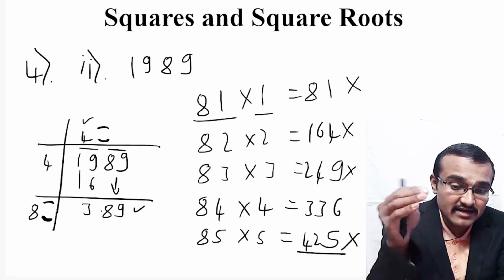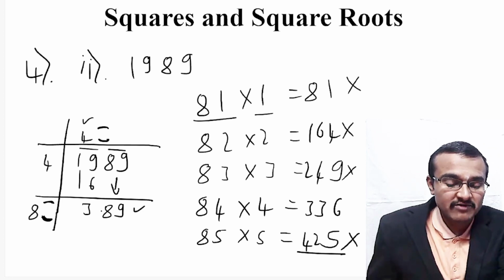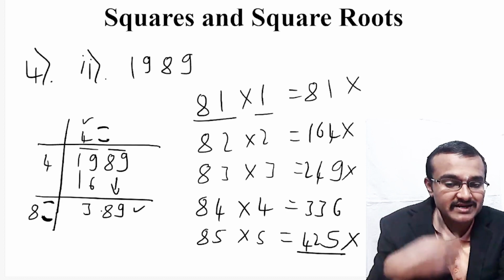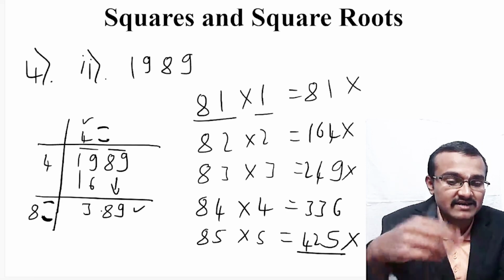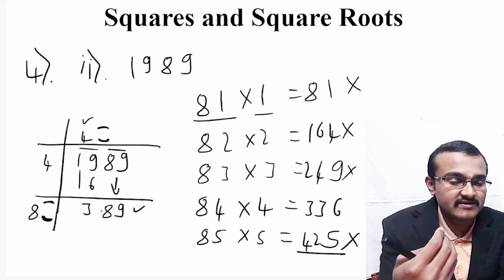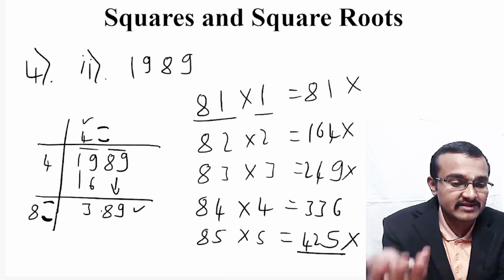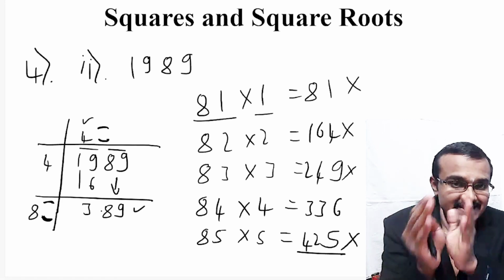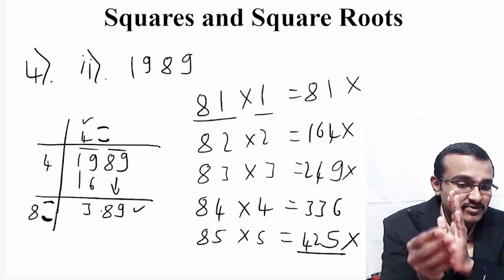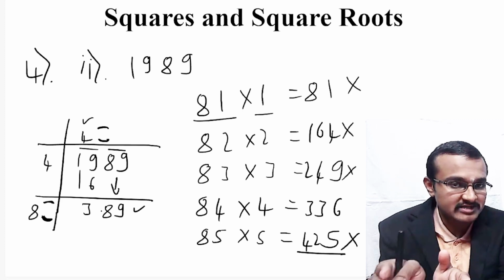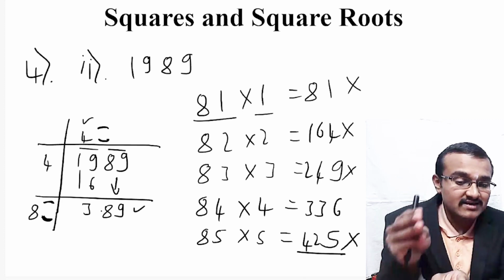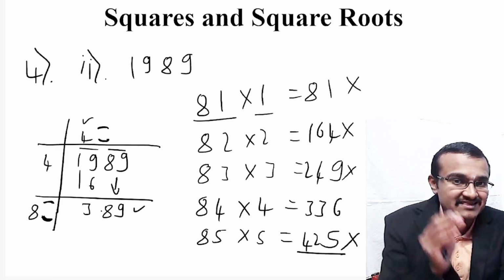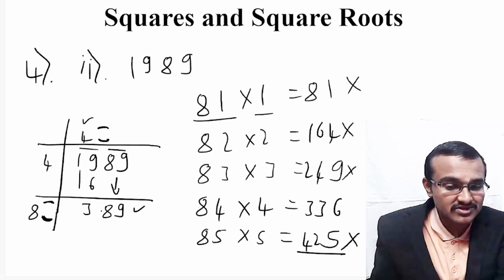You should take 84 into 4 because when you substituted 4, you are getting 336. When you substituted 5, that is the next number after 4, you are getting 425. That means you are not getting 389 here. That means this particular 1989 is not a perfect square. So you should take the number which is less than 389 and which is nearer to 389.